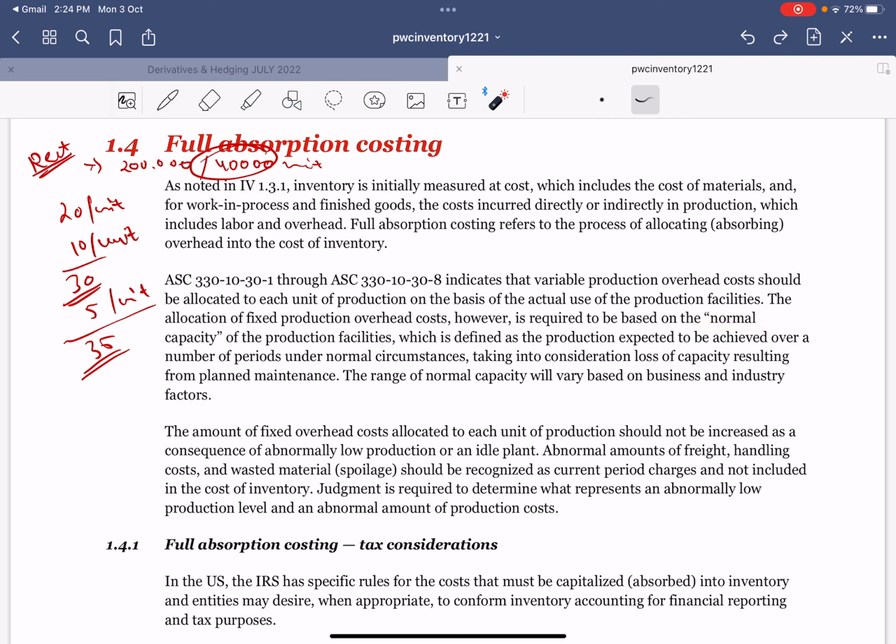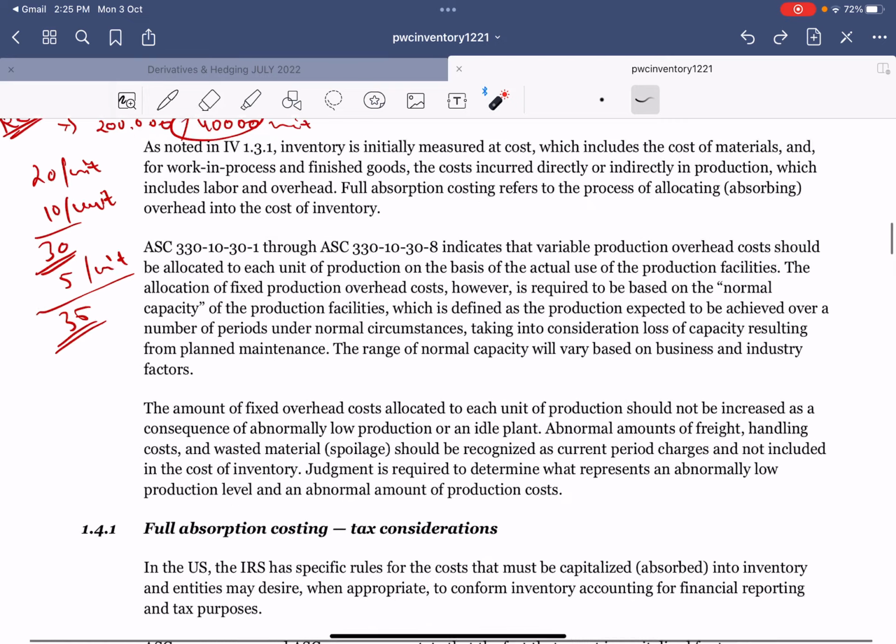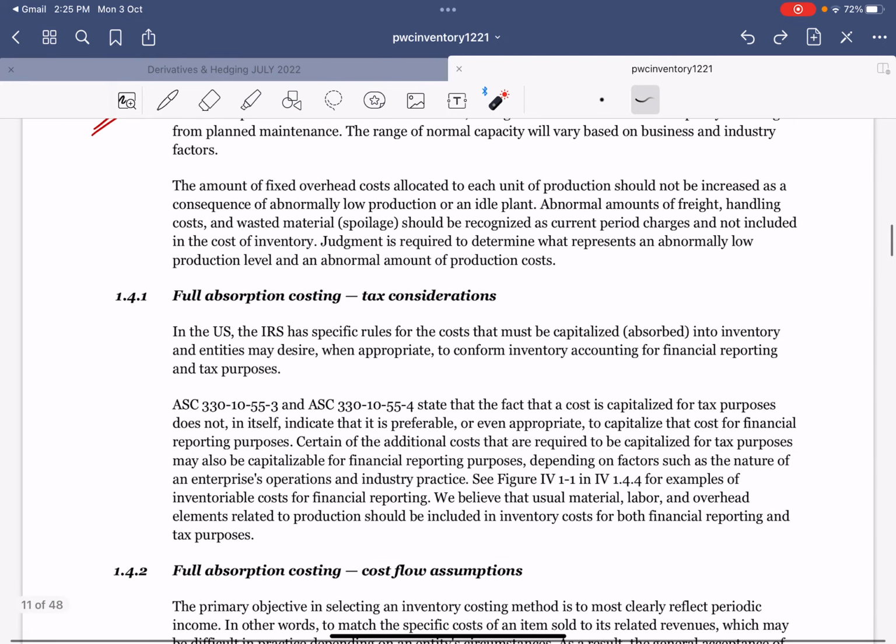So what is normal production capacity? It's achieved over a number of periods under normal circumstances. I consider 40,000 after maintenance, like there are some maintenance issues, whatever can be produced. 40,000 is my general capacity; we can make 45,000, but 5,000 is the general defective product. Full absorption costing: tax consideration.